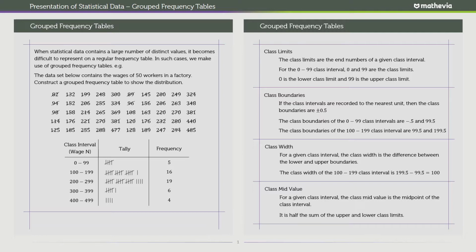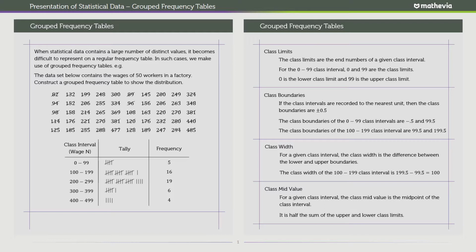But very often, for pretty much any data, you're usually working with units, okay? And basically counting the numbers 1, 2, 3, 4, 5, 6. And basically the difference between the class boundary is always 0.5, okay? So the class boundaries of the 0 to 99 class interval will be 0 minus 0.5, which gives you minus 0.5, and then 99 plus 0.5, which gives you 99.5.